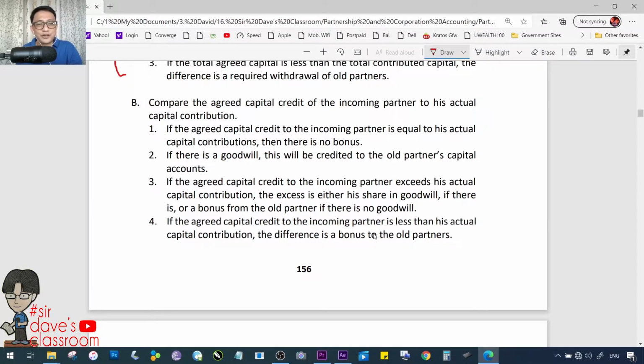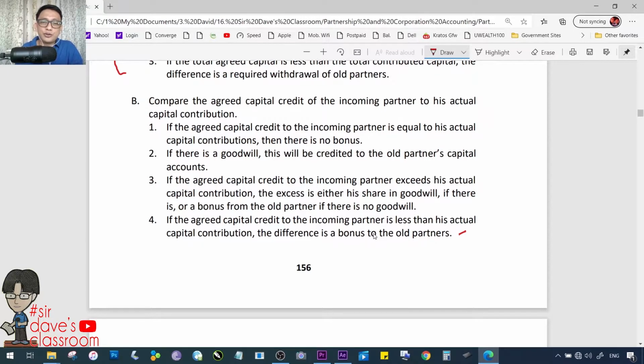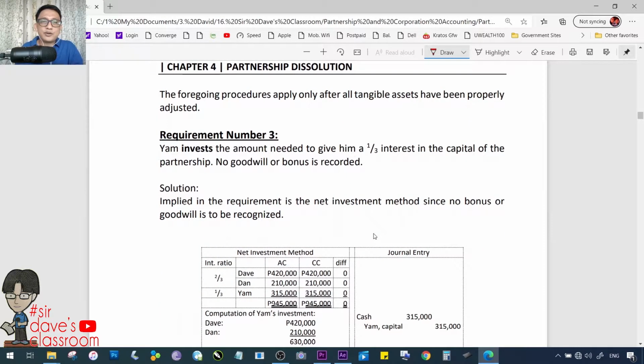Okay? Number 4, if the agreed capital credit to the incoming partner is less than his actual capital contribution, ibig sabihin doon, siya yung nasaktan. And therefore, napunta doon sa old partners. That is bonus to the old partners. The foregoing procedures apply only after all tangible assets have been properly adjusted.